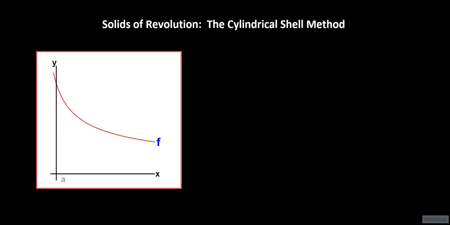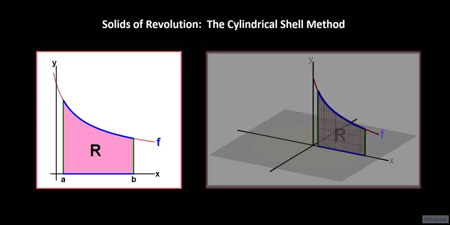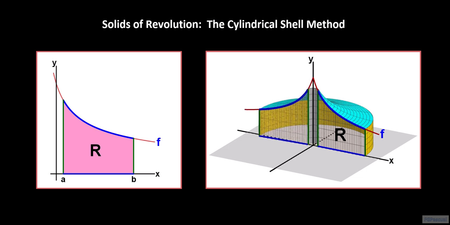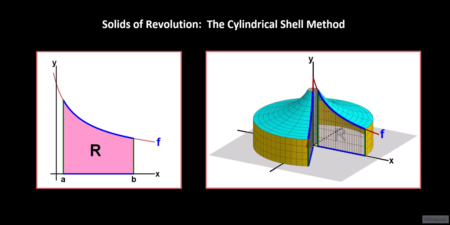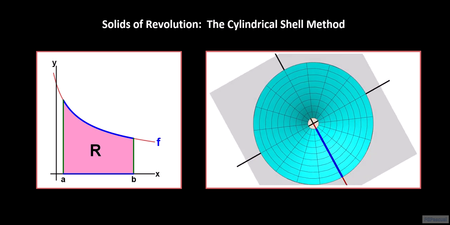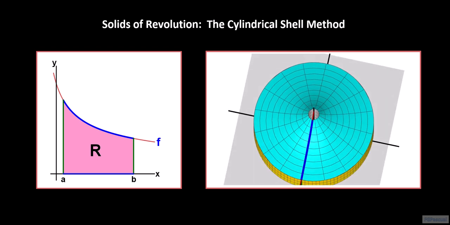The region is bounded on the left side by the vertical line at x equals a, and on the right side by the vertical line at x equals b. Let's call this region region R. We will work on the solid of revolution that is generated as the region R sweeps around the y-axis as we are seeing on the right panel. And here we are looking at the solid at different angles and from different vantage points.